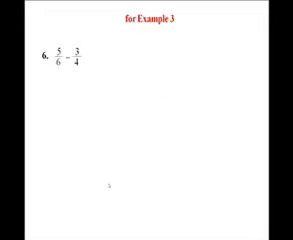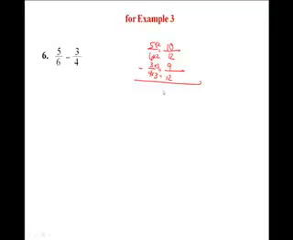So our guided practice, 5/6 minus 3/4. So again, I'll try to do it over here. I think 12 is the least common denominator. So times 3 would be 9. Times 2 would be 10. 10 minus 9 is 1. So that answer is 1/12.